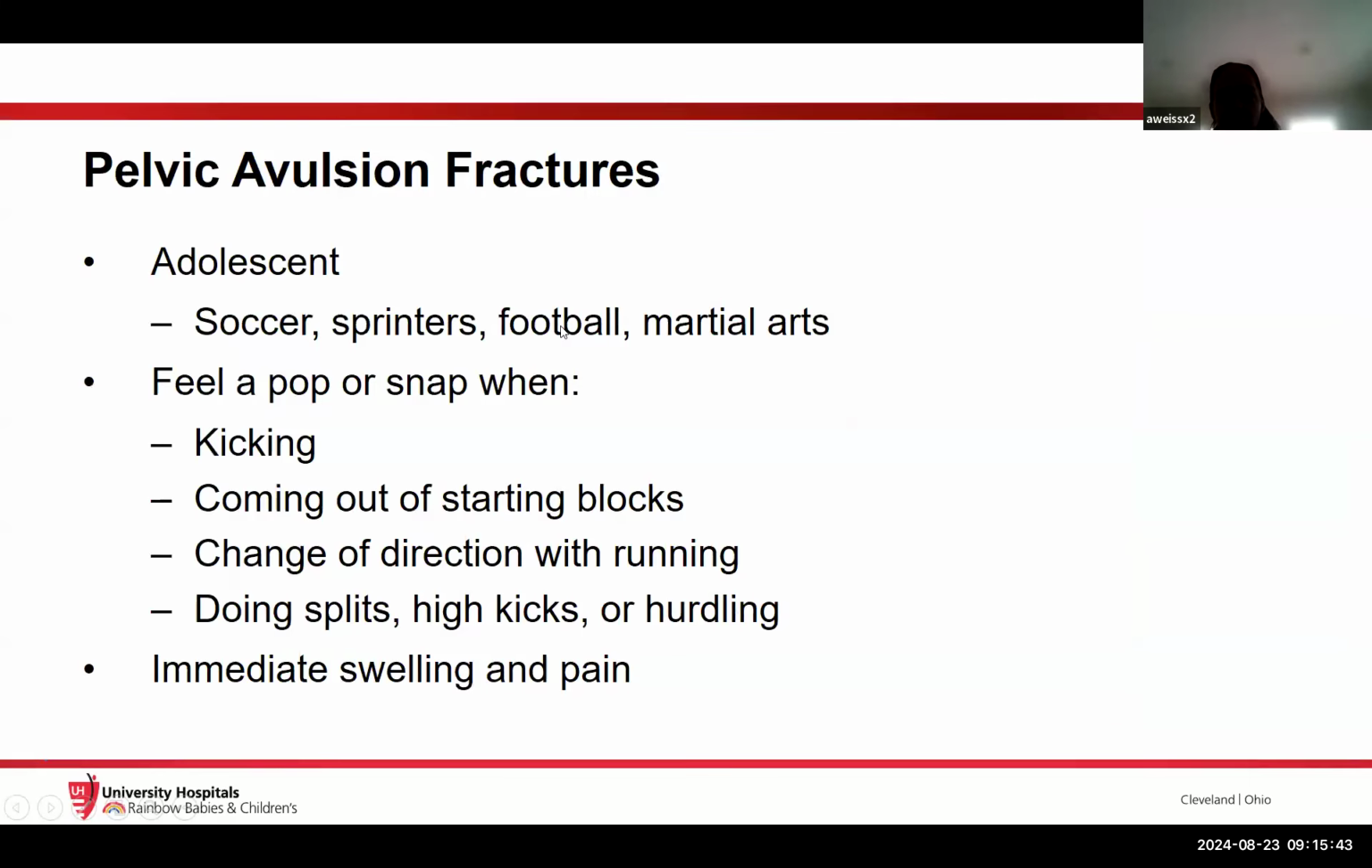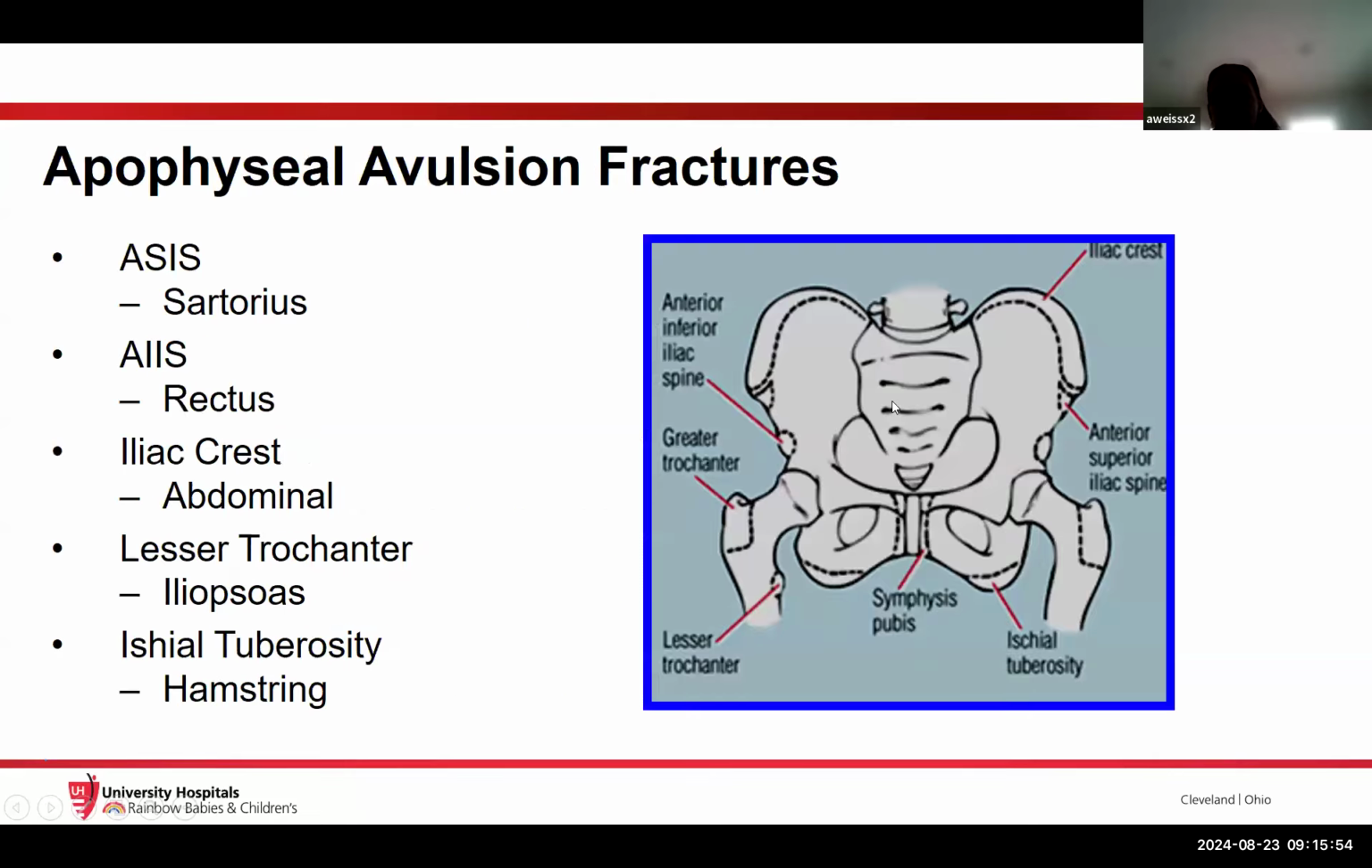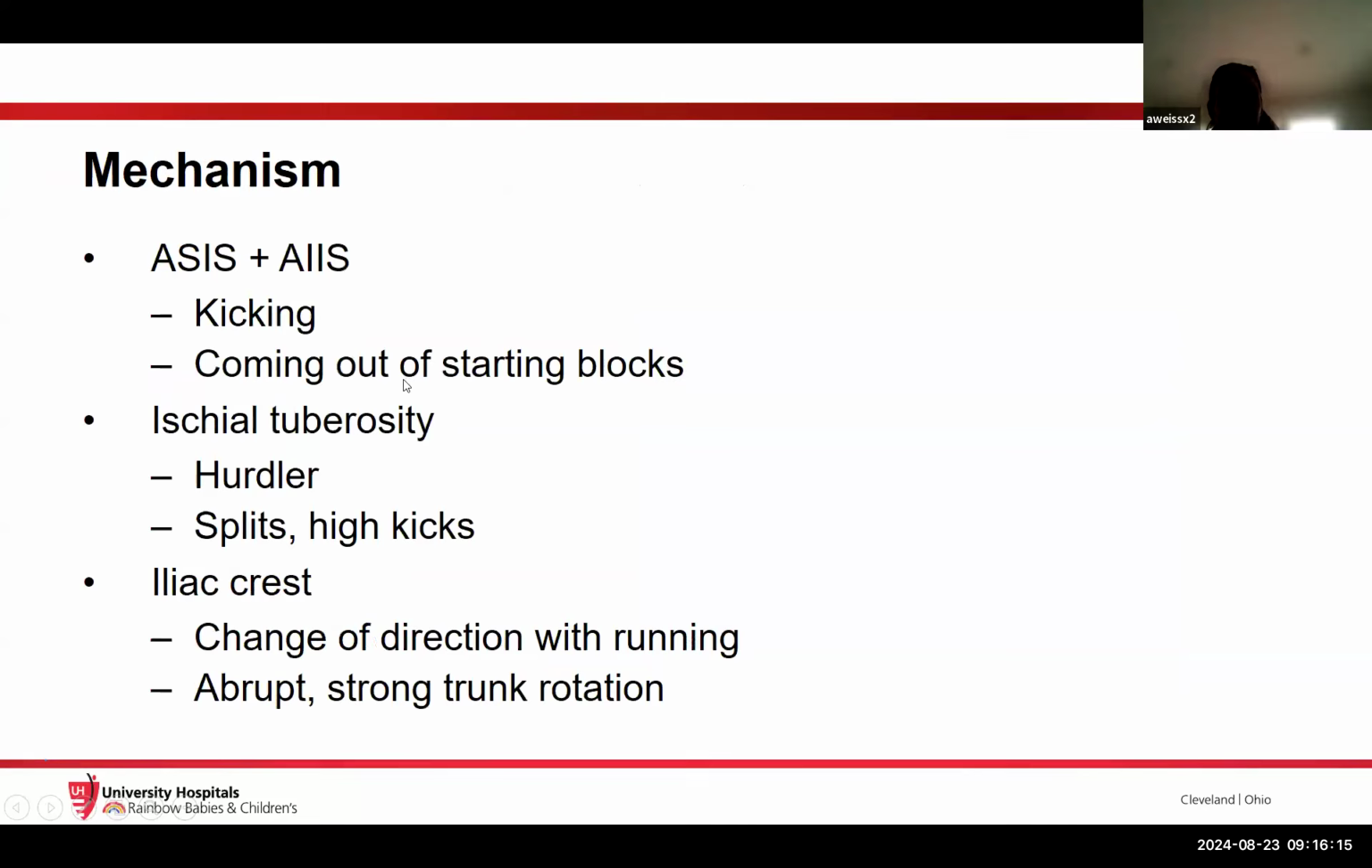So we see these a lot in soccer players, sprinters, football players, martial artists. So soccer players, when they kick the ball at the same time as another player, you get a huge eccentric load. And they generally will report hearing a pop or a snap. They don't always. I think we see ASIS the most, followed by AIIS, and then probably the ischial tuberosity, and then the lesser trochanter. These you need to know, especially ASIS and AIIS, which muscles attach there, because that sometimes comes up on the test as well.